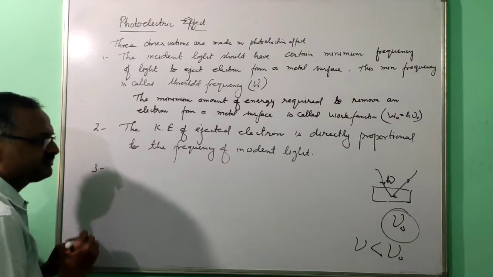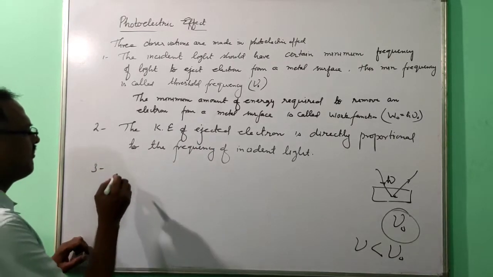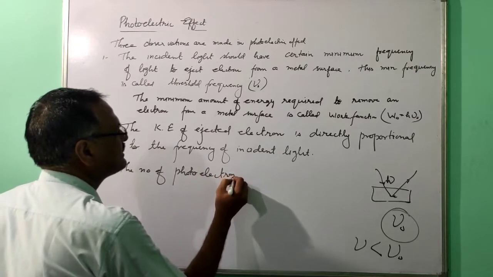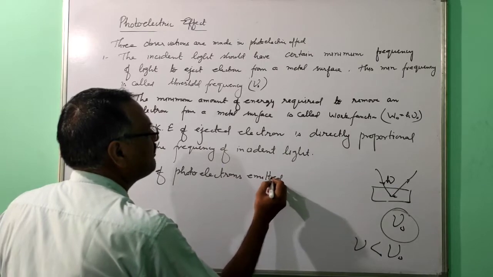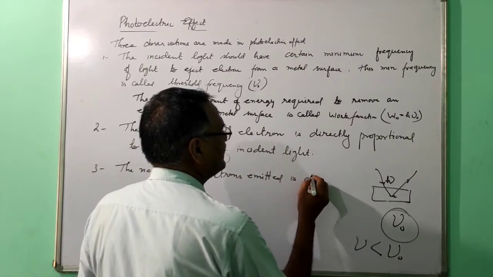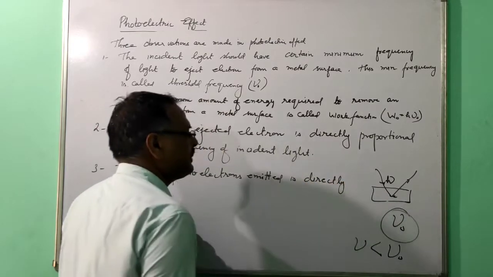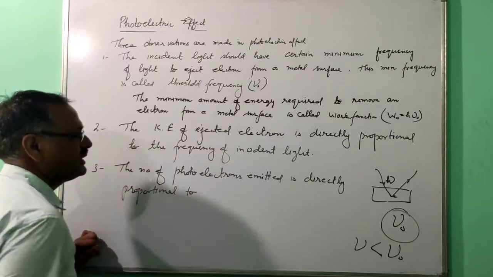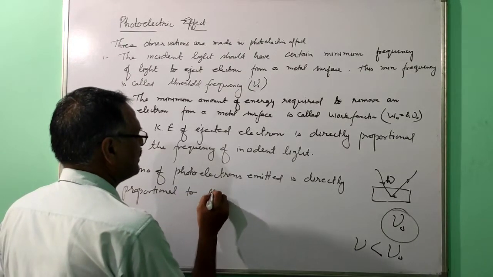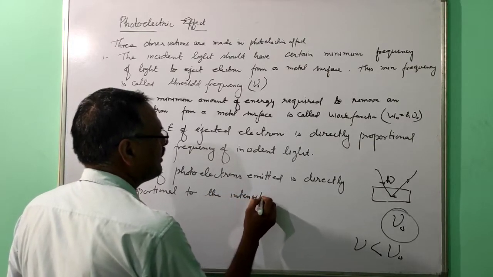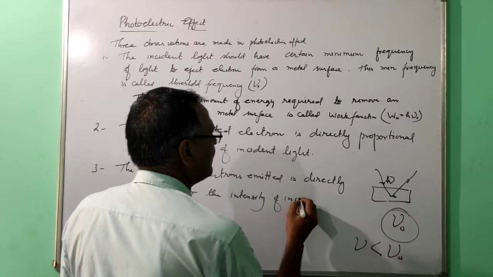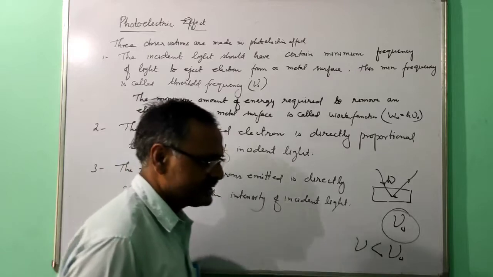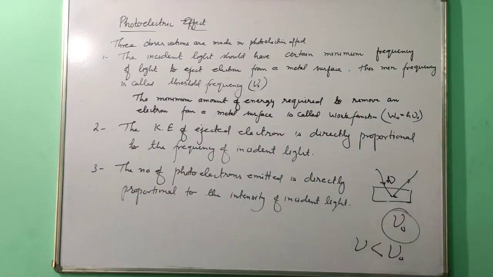Now the third point: the number of photoelectrons emitted is directly proportional to the intensity of the incident light.